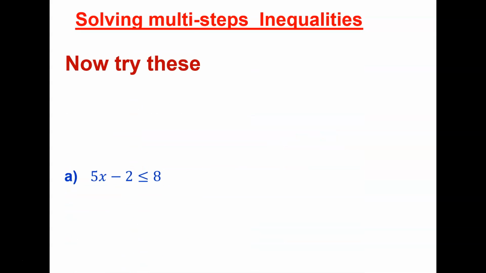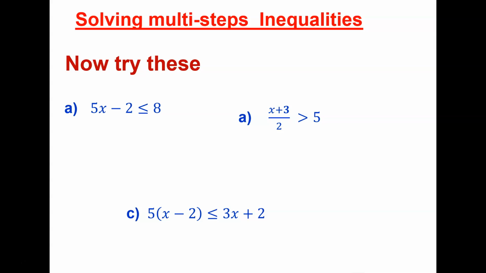Now, I have 3 questions here for you to try. You can stop the video and try them. Fine, I think you have tried, so let's do it together. I'm thinking of a number x. I times the number by 5. I take away 2. My answer is less than or equal to 8. Take away 2, so we need to add 2 to the other side. So 5x is less than or equal to 8 plus 2. 5x is less than or equal to 10. x is less than or equal to 10 divided by 5. x is less than or equal to 2.